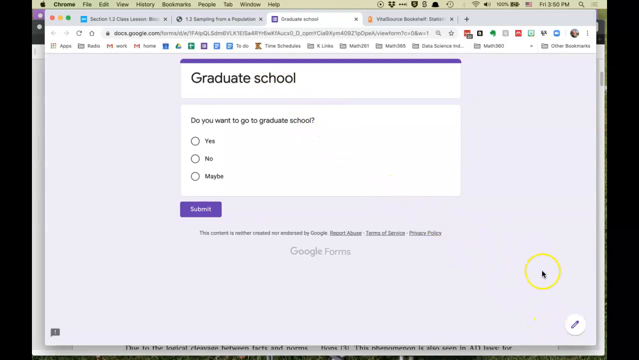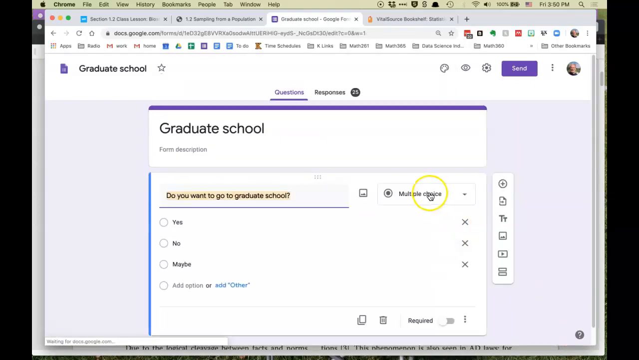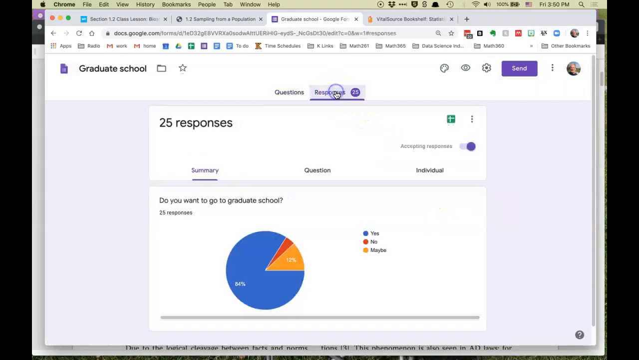I just asked, do you want to go to graduate school or not? And you can go ahead and respond, and I'll have some responses from our class that I can tell you what we came up with. But last year, out of 25, 84% were interested in going on to some form of graduate school. 12% saying maybe. There was one who did not intend to go on to graduate school.